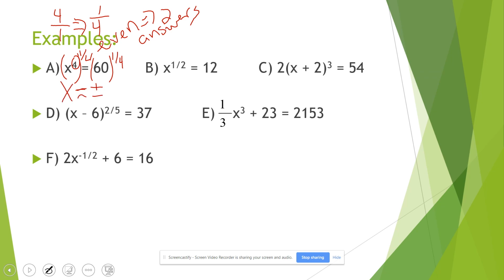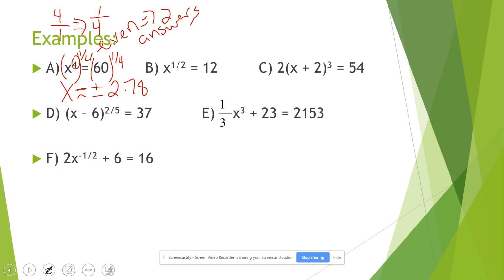We're going to put a plus minus here. So in my calculator, I'm doing 60 caret parentheses 1 divided by 4, or 60 caret 0.25, because remember 1/4 is the same as 0.25. And to the 100th place, you get 2.78.